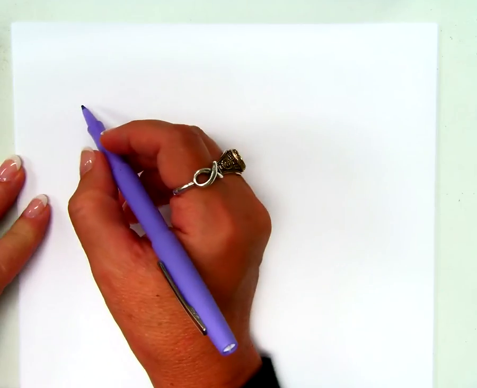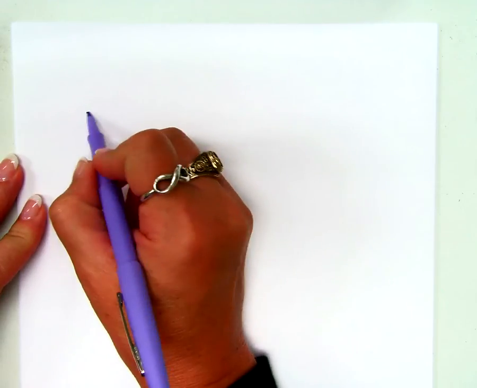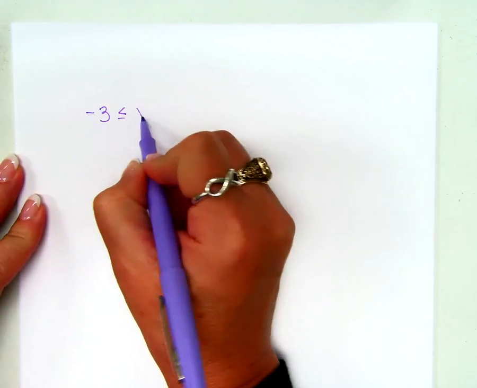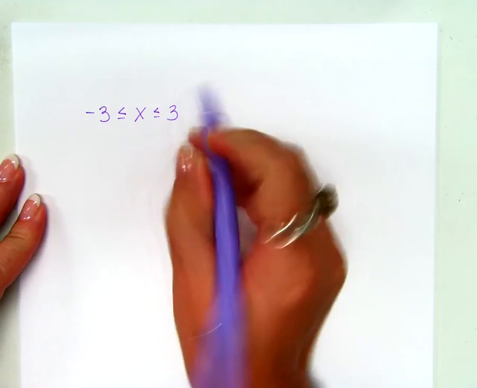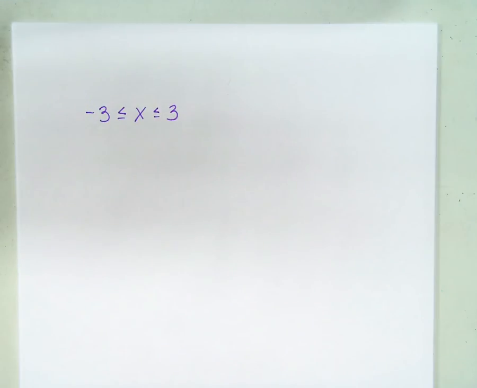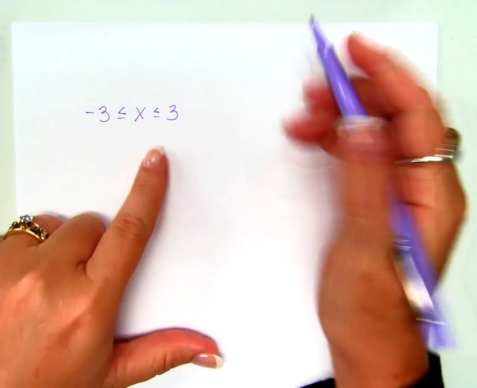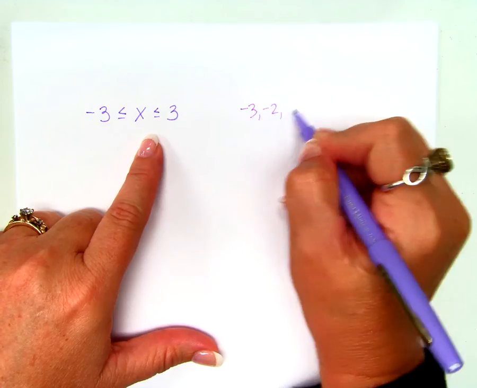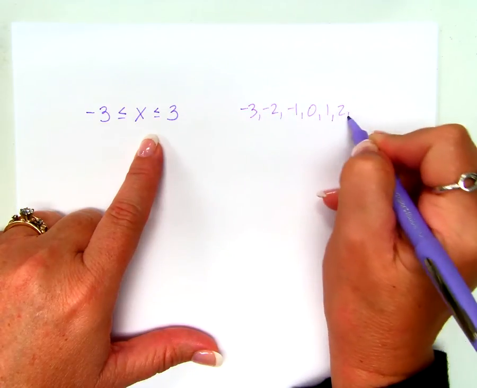We're going to deal with inequalities, right? If I say -3 is less than or equal to x, is less than or equal to 3, what does that mean about a value for x? Like in English, how can we say that? x is between -3 and 3. Is -3 and 3 included as part of my x values? Yes. So could I just say it's -3, -2, -1, 0, 1, 2, and 3?